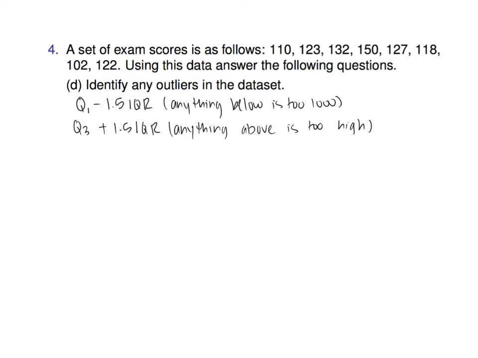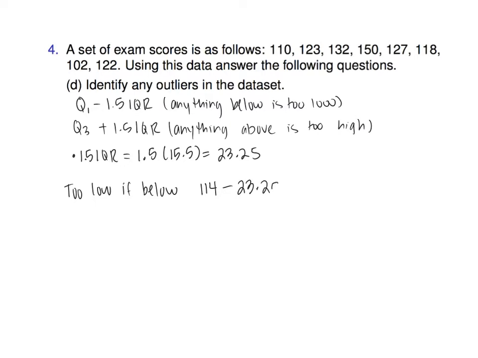So since both of those things involve the IQR times 1.5, first thing let's do is find 1.5 IQR. So 1.5 times 15.5 is 23.25. And then we're too low if you're below quartile 1, which was 114, minus 23.25, which is 90.75. So there are no scores that are too low.